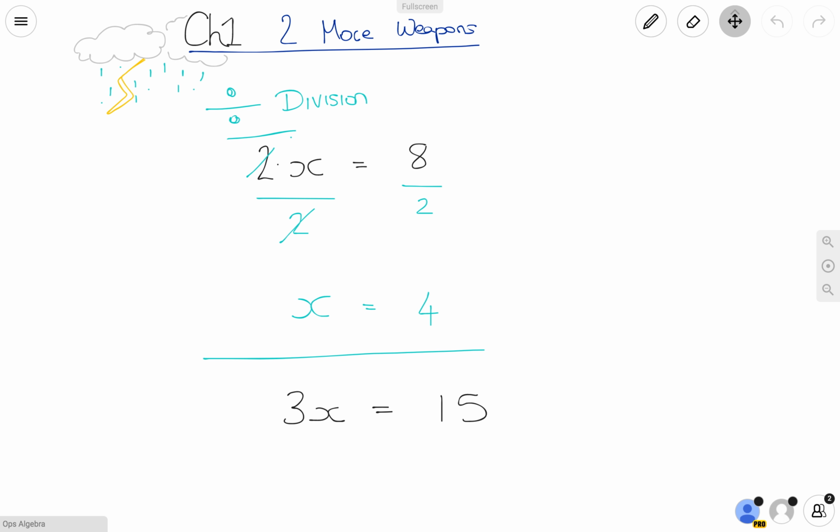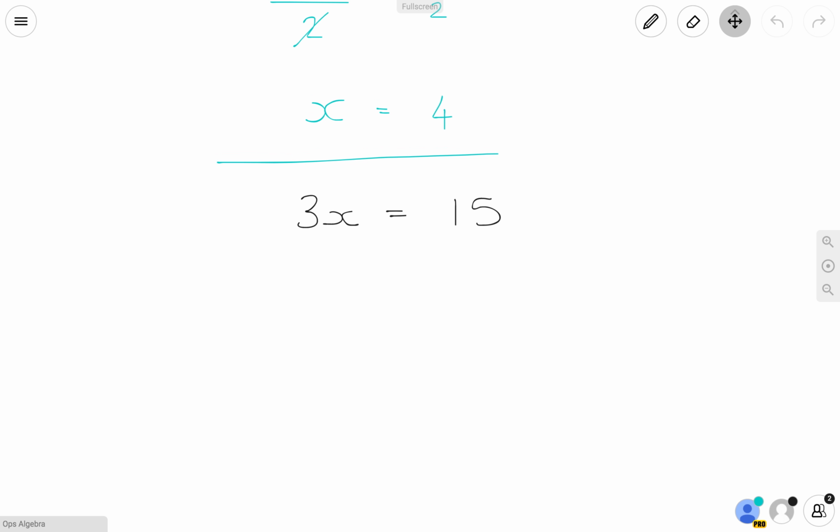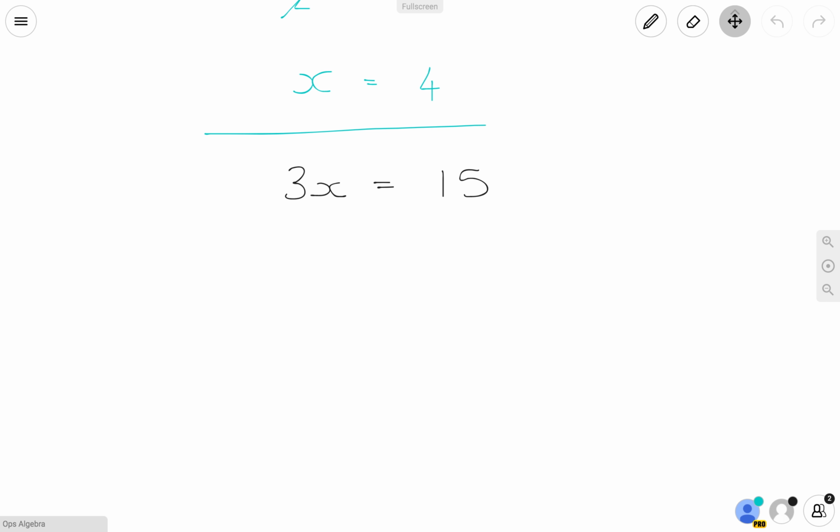Okay, so now what do we do? Okay, we've got 3 times x equals 15. We need to find x obviously, and we need to get rid of what? The 3. It's the 3 which is annoying us, because I want x by itself. So how do I get rid of that? Well, it's x times 3. What's the opposite of timesing by 3?